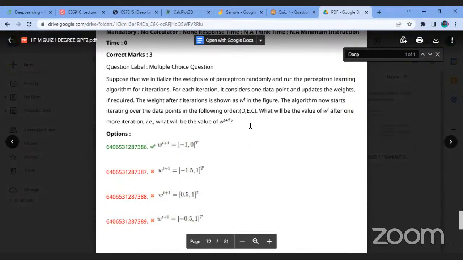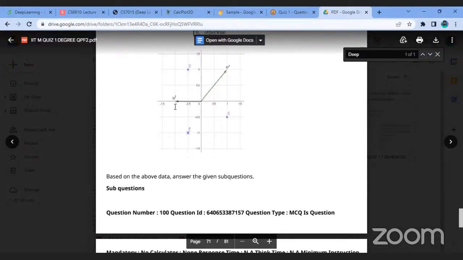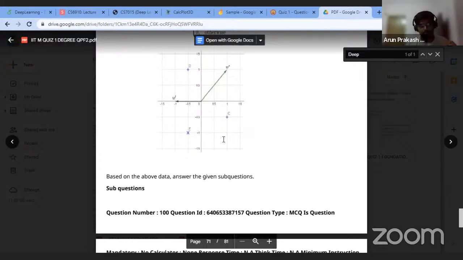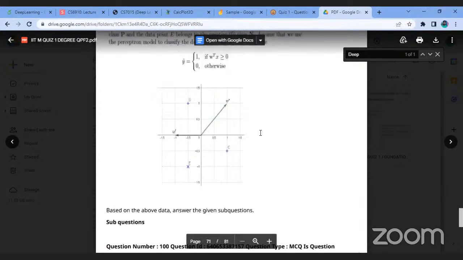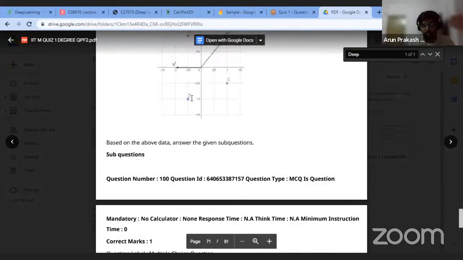Because I'm going over D, E, C. Now I visit this data point E, which is actually (-1, -0.5). Then I try to classify that data point with the current weight vector, right? The current weight vector is (-1, 0). If you compute this dot product, it turns out to be -1 into -1 plus 0, so it is +1, but the data point E actually belongs to the negative class. It classifies it as positive, which means I have to update the weight vector, right?